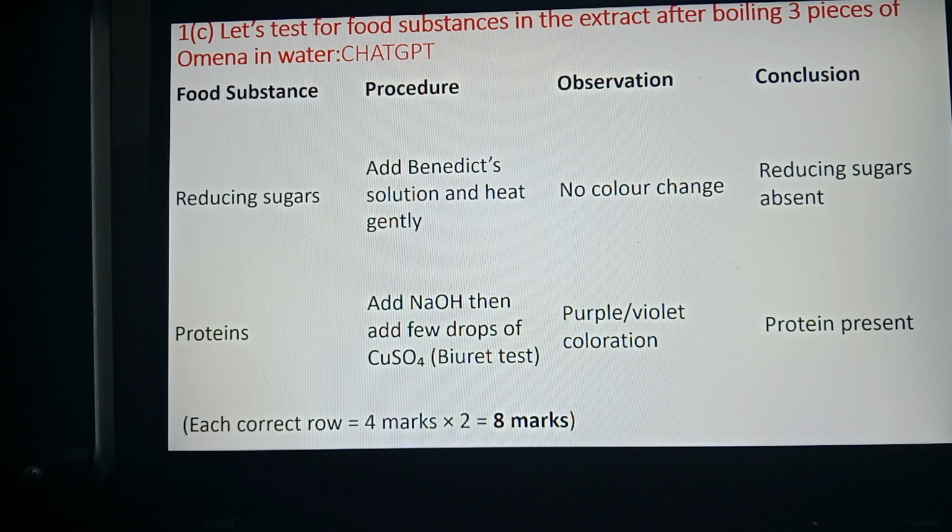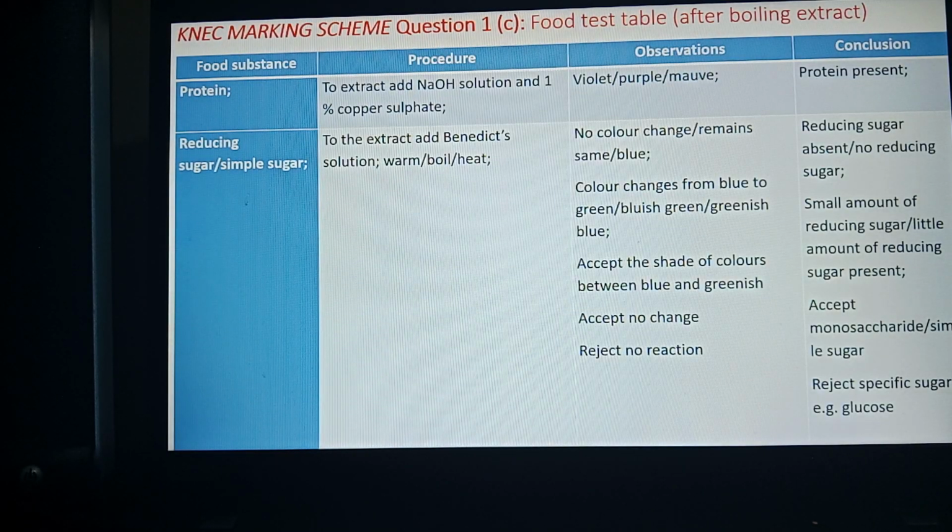So let's go to the council marking scheme. In the council marking scheme, you have protein as a food substance. To the extract add sodium hydroxide solution and 1% copper sulfate, you get a violet or purple or mauve color, protein present. To the extract, add Benedict's solution, warm, boil or heat, no color change or remains the same or blue, reducing sugar's absence or not reducing sugar.